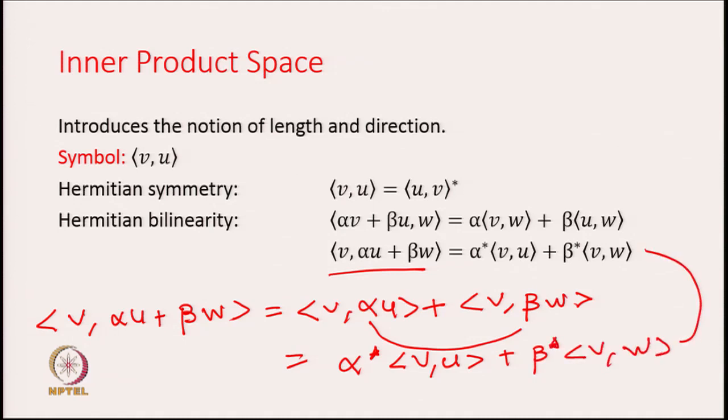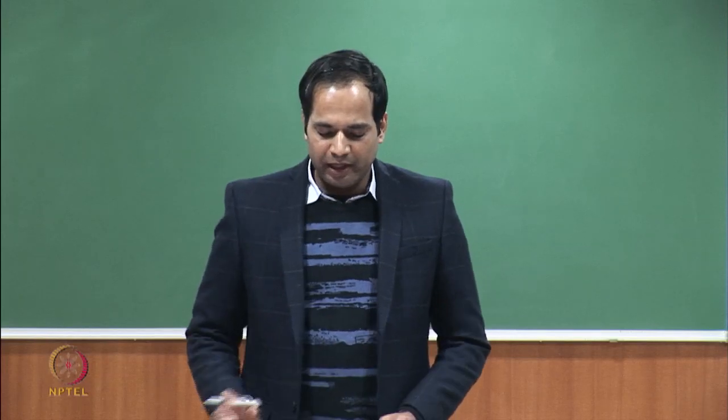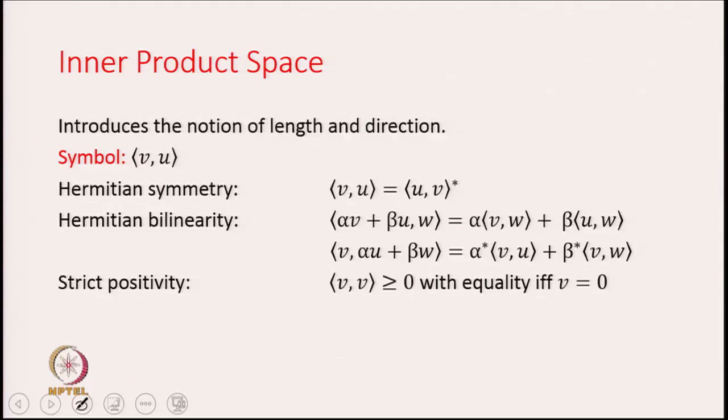So, this is the second equation. For a valid inner product operation, these two equations must be satisfied, and this is the notion behind Hermitian bilinearity.